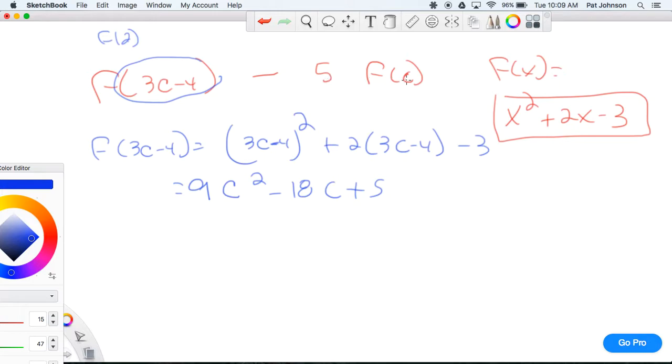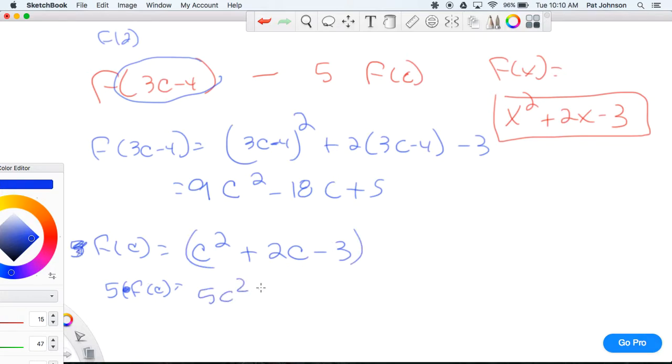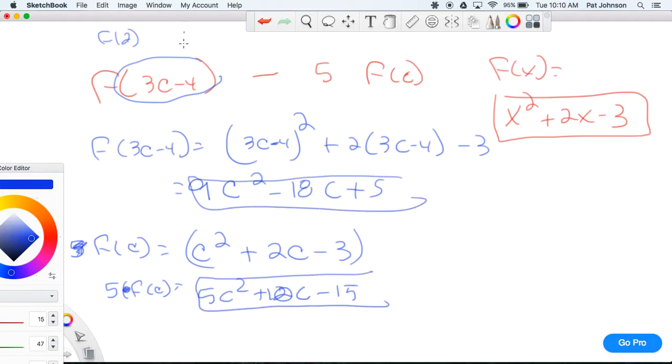Now we need to do f of c. So f of c equals, we put c into here, so we have c squared plus 2c minus 3. But we need to do 5 times it. So now I need to do 5 times f of c. Okay, so I'm going to multiply that by 5. So I get 5c squared plus 10c minus 15. So now I have this and this.